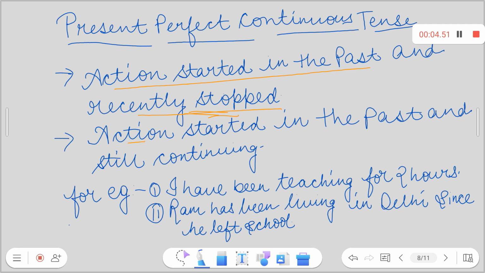And next we see an action started in the past and still continuing. So sometimes the action has recently stopped or it is still continuing. In both cases, the sentence would come under present perfect continuous tense. The examples are, I have been teaching for 2 hours. Ram has been living in Delhi since he left school. So when I say, I have been teaching for 2 hours, it would come under present perfect continuous tense.